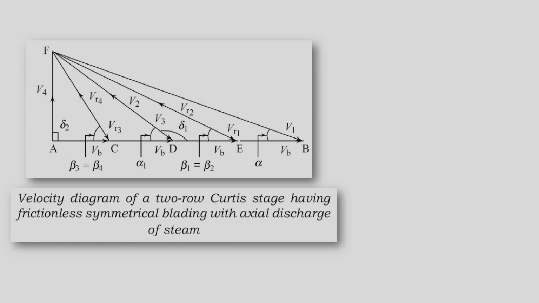So now let us draw the velocity diagram for a two-stage Curtis turbine with frictionless blade and axial discharge. There are two terms over here. One term says that we have frictionless blades.